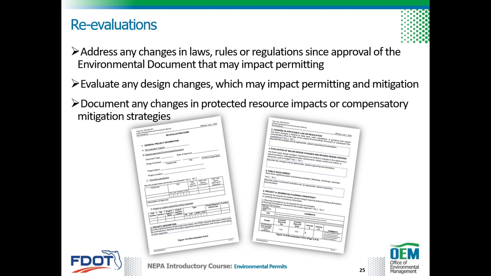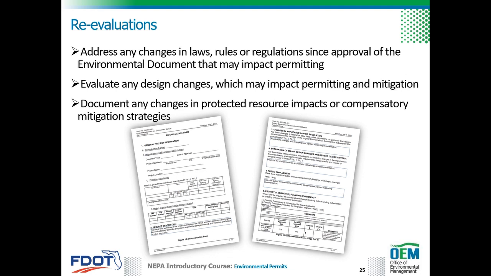After a PD&E study has been approved by OEM, it must be re-evaluated in accordance with Part 1, Chapter 13 of the PD&E Manual. Re-evaluations ensure that the decisions made during PD&E or the previous project phase are still valid. Specific to permitting, the re-evaluation should address changes in federal and state laws, rules, or regulations since the approval of the environmental document that may impact permitting.